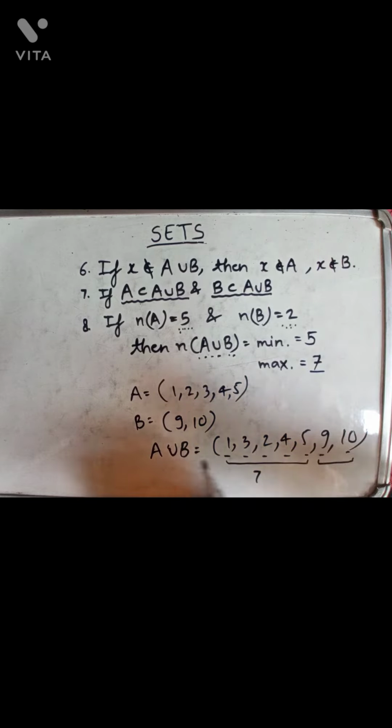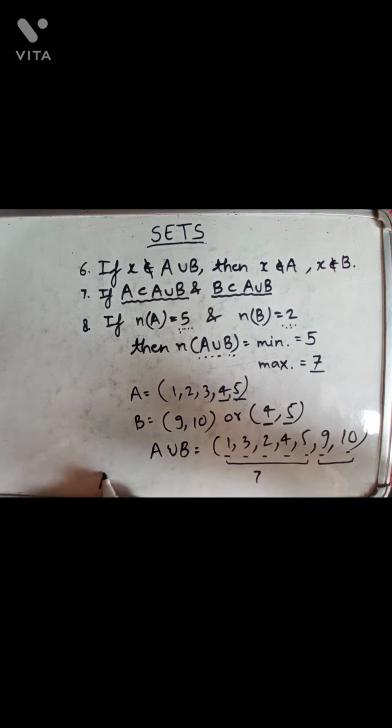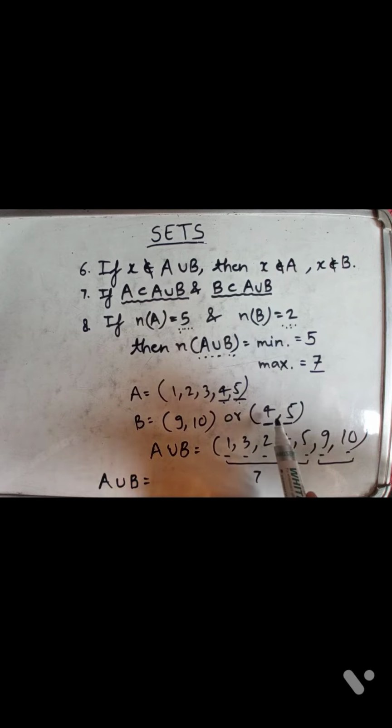But if you take an example like B as 4, 5, then you see that these elements are already contained in set A. Therefore, in a set, as you know, we never write the same element two times. We will just write 1, 2, 3, 4, 5.